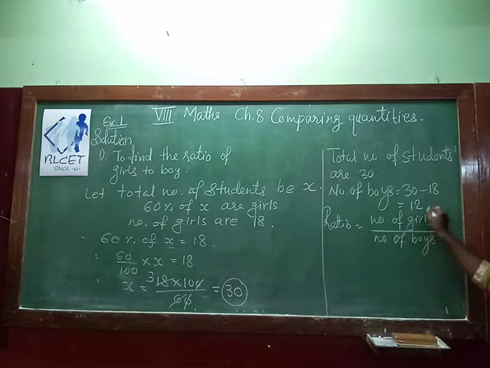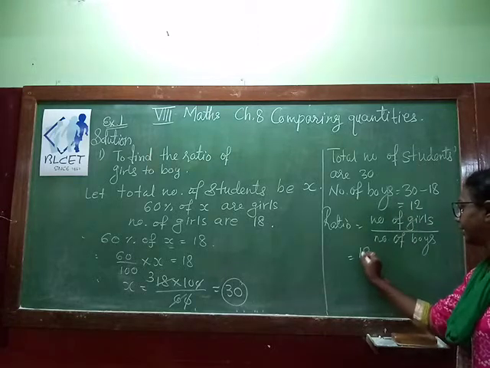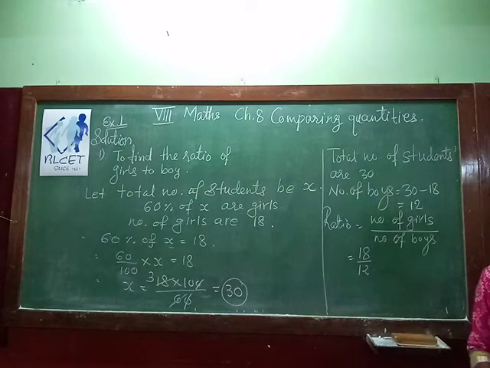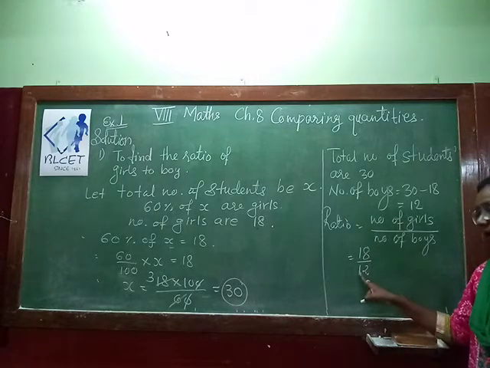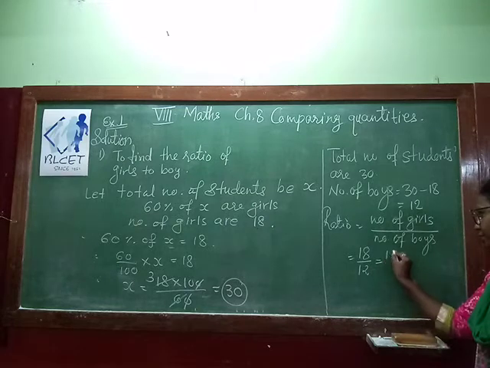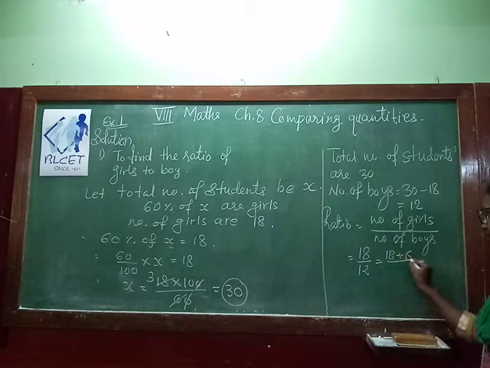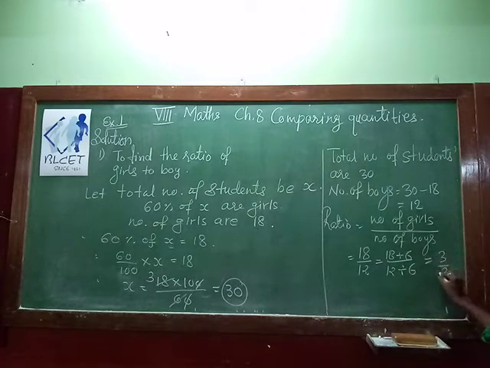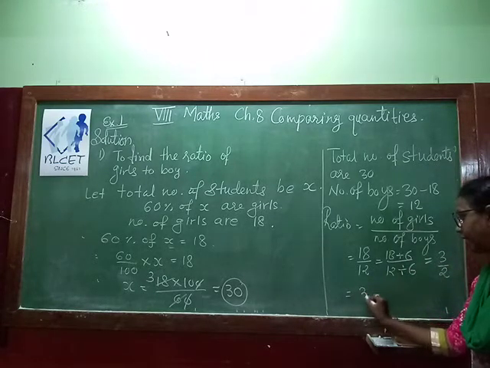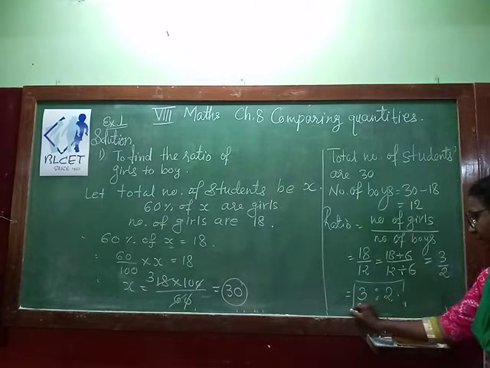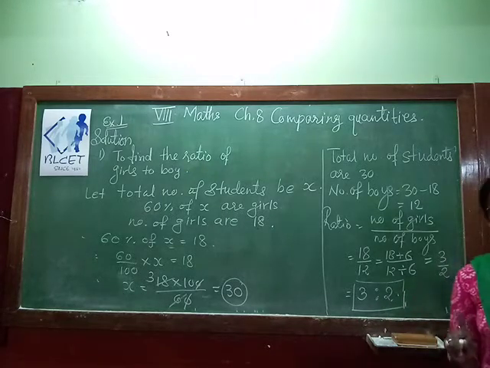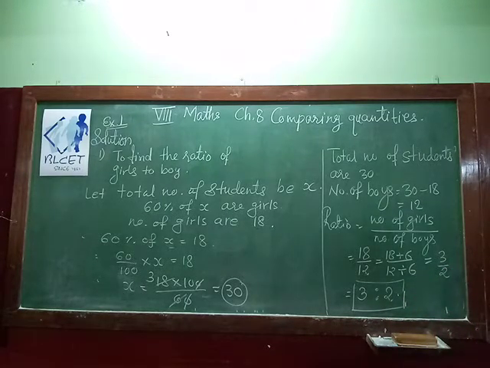So what is the number of girls? 18. So 18 divided by the number of boys, 12. This we can reduce. We know that 18 is divisible by 6 and 12 is also divisible by 6. So 18 divided by 6 and 12 divided by 6. So what is the answer? 3 by 2. So the ratio is 3 is to 2. So this is our answer. This way we can solve the first question, that is the ratio of girls to boys. Next we move on to the second question.